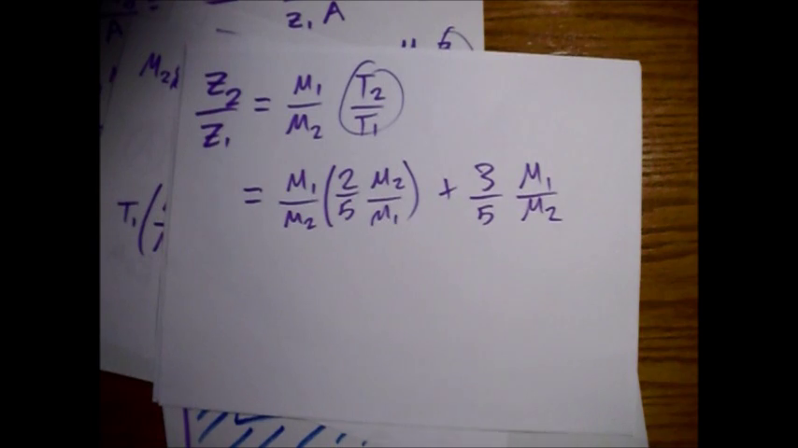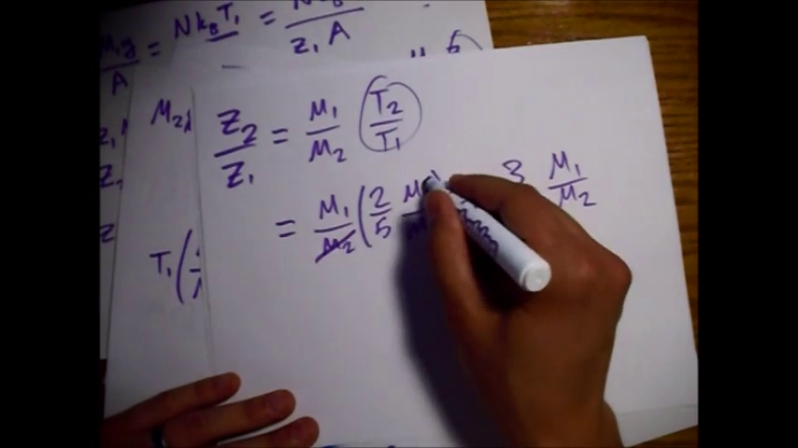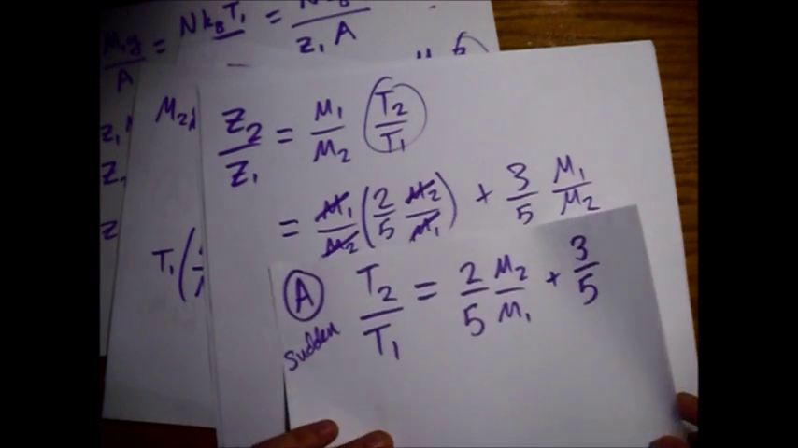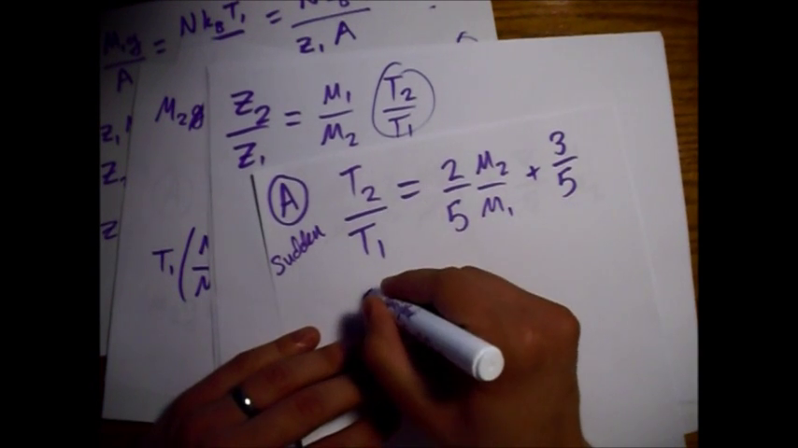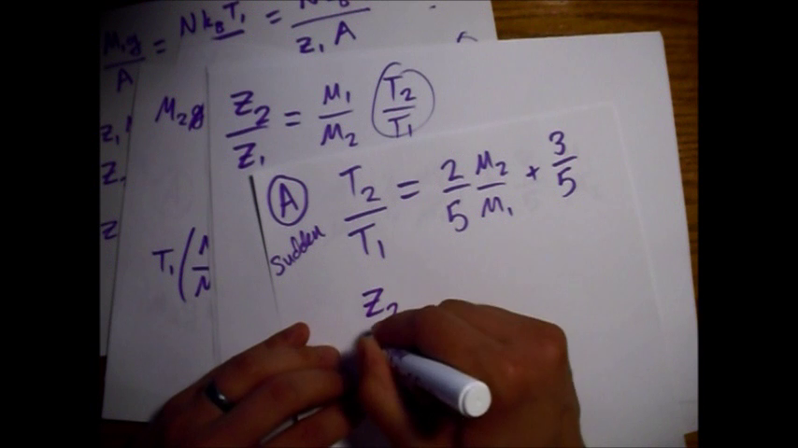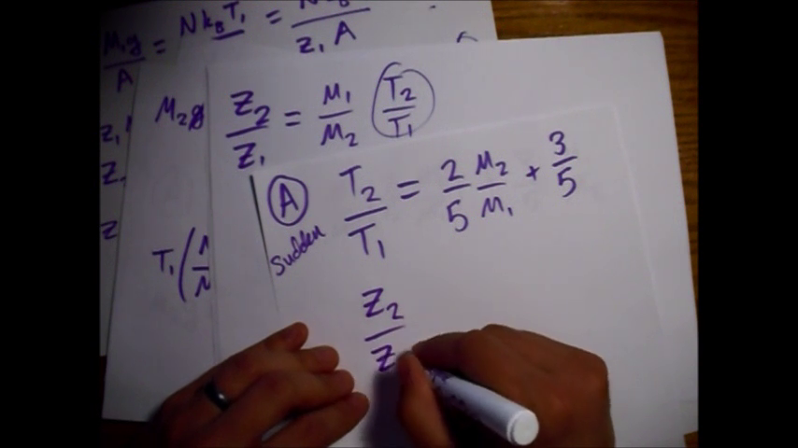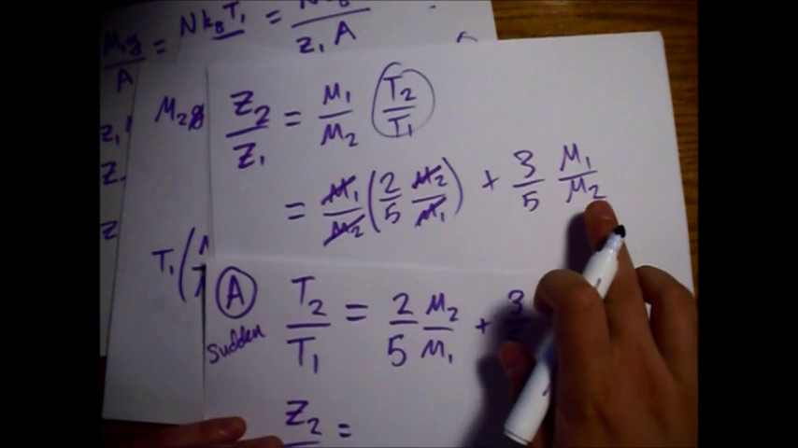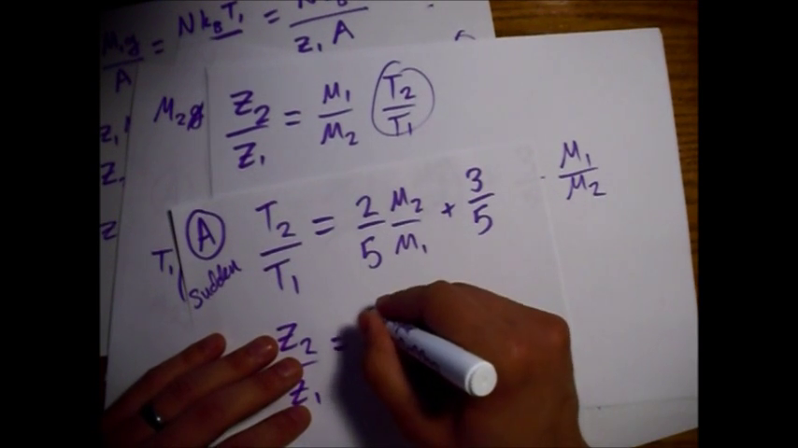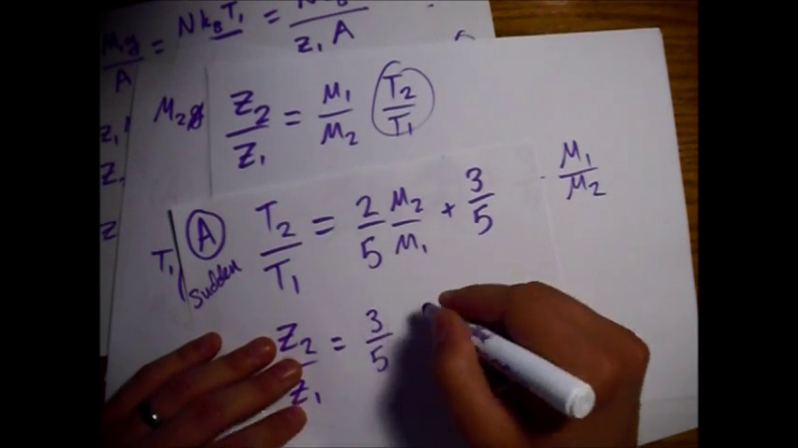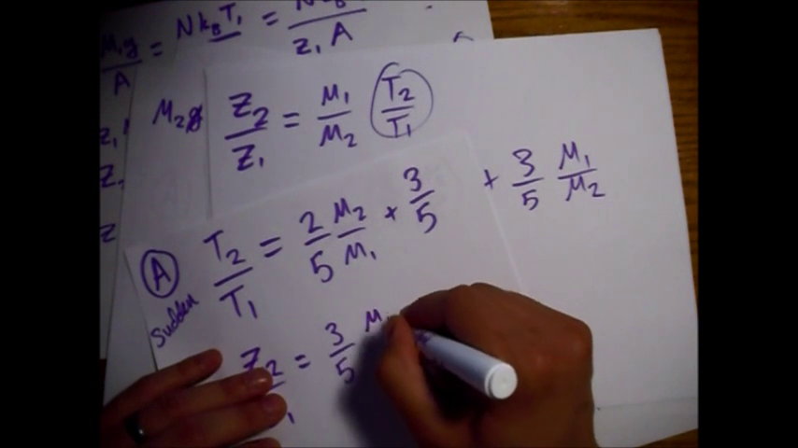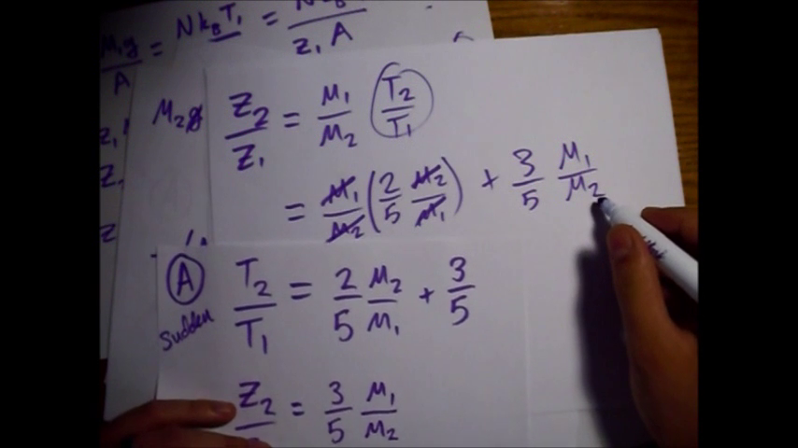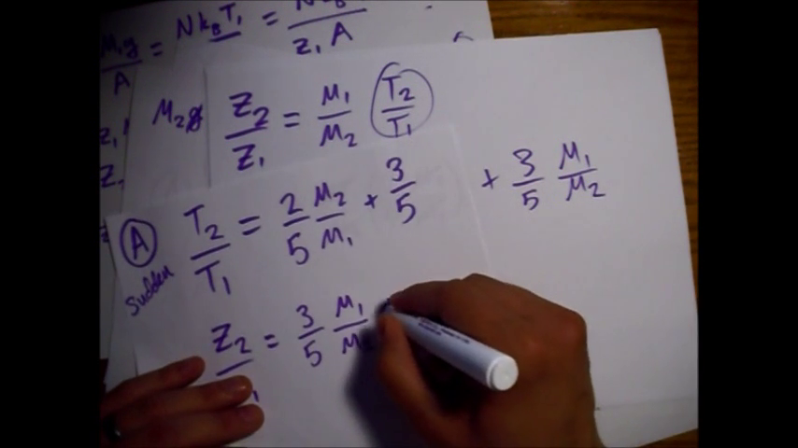All right, now we see, hey, these guys will divide out for us, so there we go. And here we are, we're left with our answer for z2 over z1, which is, let's start on this side. So we have a 3/5 m1 over m2 plus a 2/5.